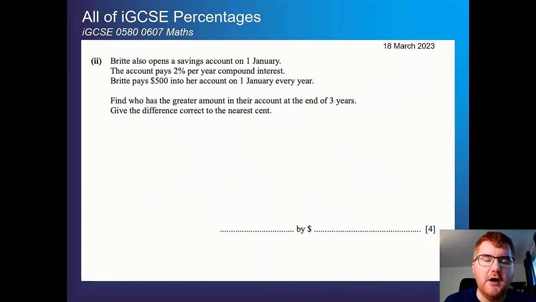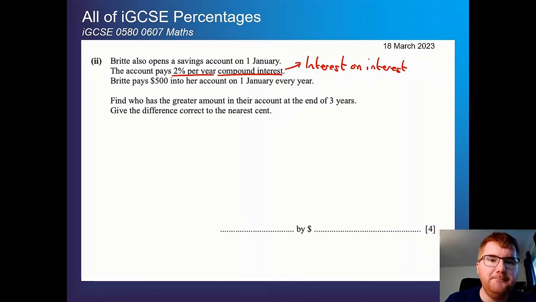Britta also has her own savings account, and now it's the very first time we get to actually look at something called compound interest. Essentially, we get interest on the interest. So that's the key idea here. And the account pays 2% per year, and Britta pays $500 into her account on the 1st of January every year. So that's going to change slightly the calculations we're going to do. So find out who has the greater amount, Sachin or Britta, at the end of the 3 years and give the difference correct to the nearest cent.